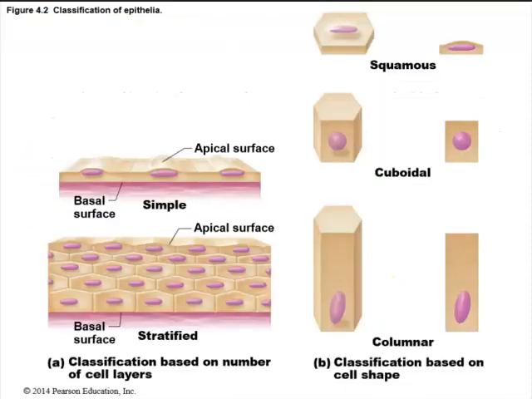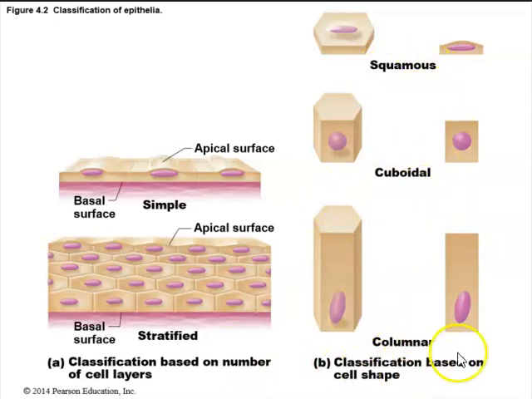And then this next figure shows you a depiction of the different types of epithelium based on shape. So here we have squamous cells that look like discs or plates. We have cuboidal cells that look like cubes, and then we have columnar cells that look like tall columns, so they are taller than they are wide. So again, first we look at the number of layers. If it's only one layer, we call it simple.